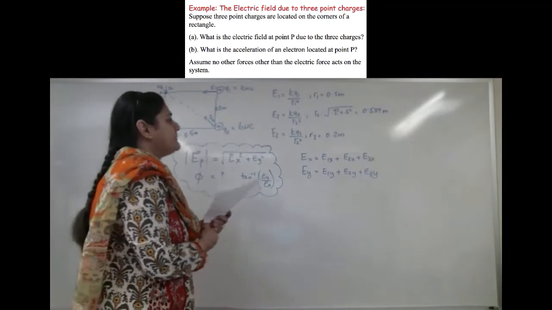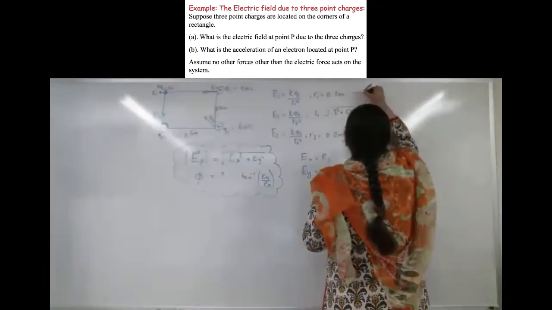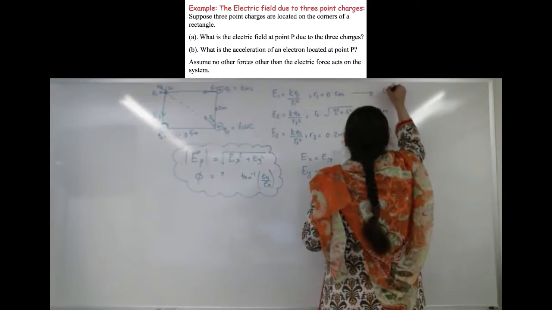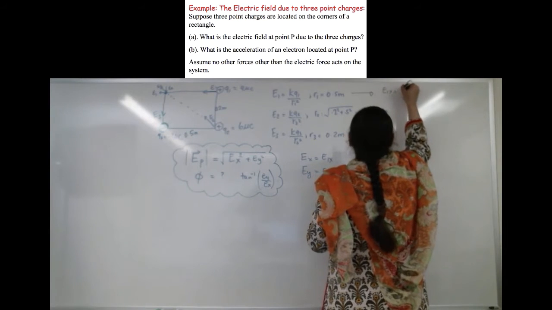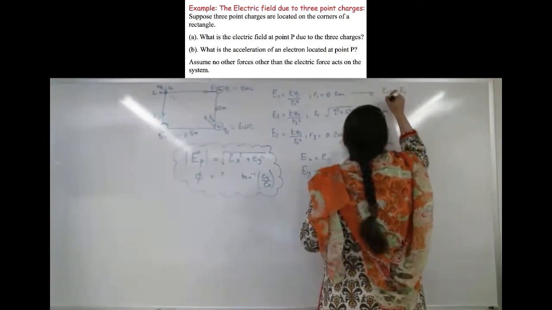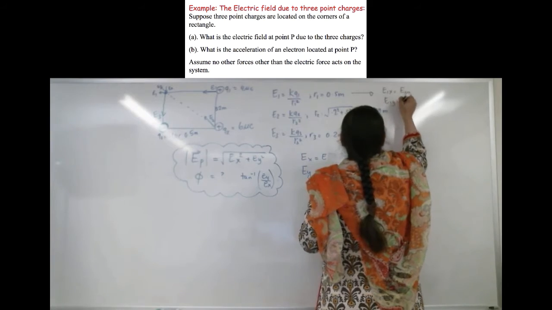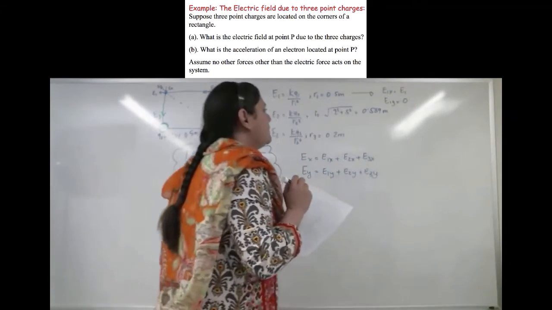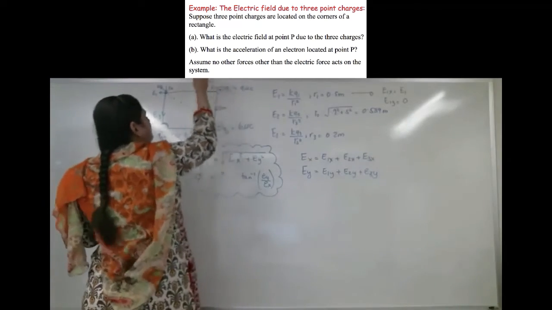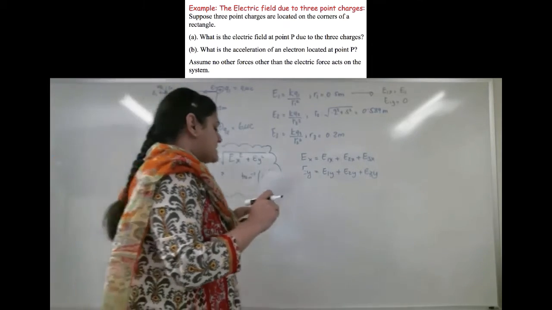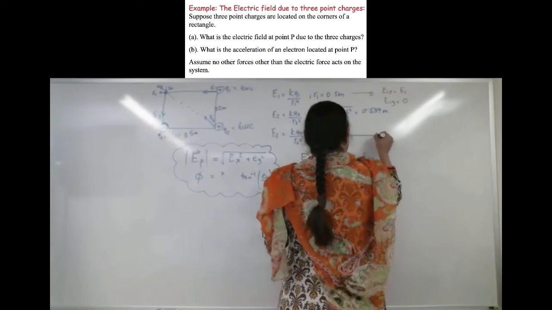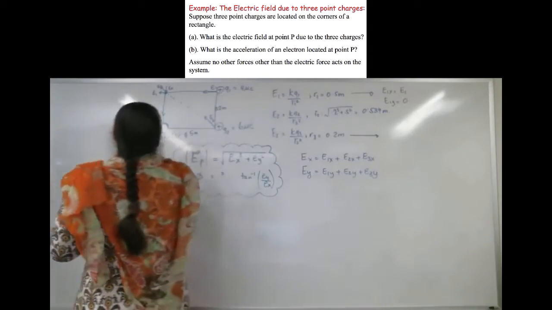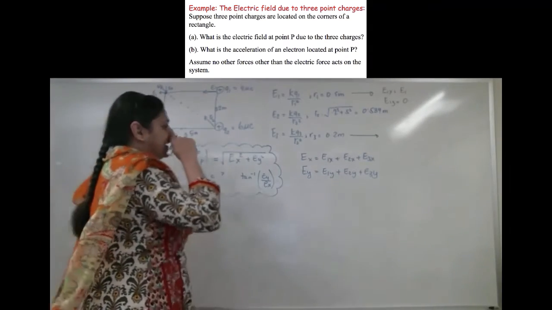Actually, let me just split it up. So this one is going to be E1x, which is going to be just E1, and E1y will just be 0. Why? Because it doesn't have a component along the y direction. Okay? Same thing when we talk about this. This is going to only have the component along the y direction.